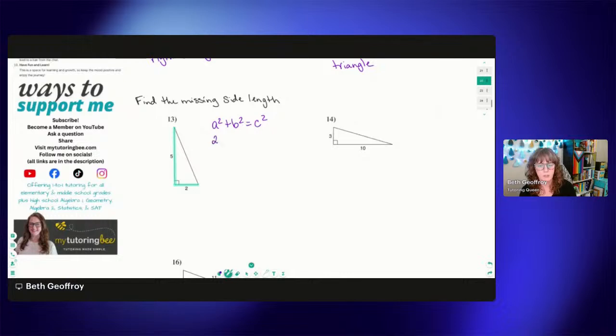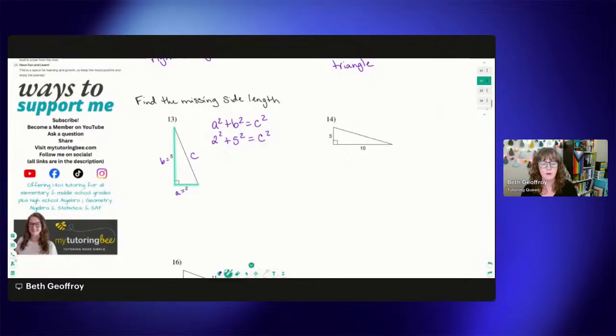I'm just going to go ahead and put 2 squared plus 5 squared. So this is going to be my A and this is going to be my B. And we are looking for C. We don't know what C is, so I'm just going to leave it as C squared for my equation here. And then we're going to use algebra to solve for C.